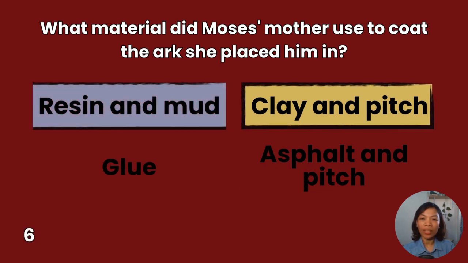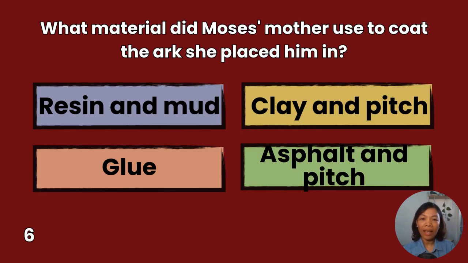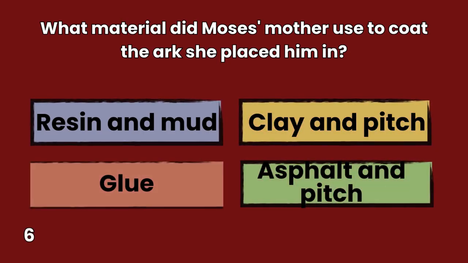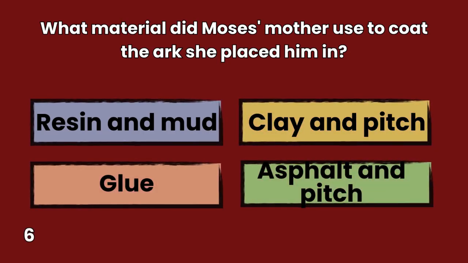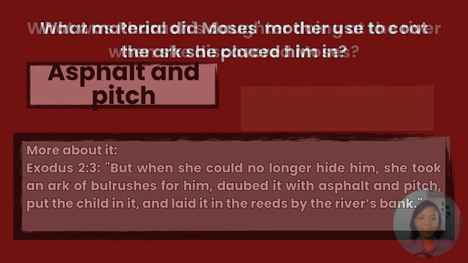6. What material did Moses' mother use to coat the ark she placed him in? Resin and mud, glue, clay and pitch, asphalt and pitch. You have 10 seconds to answer. The answer is asphalt and pitch, Exodus 2:3. But when she could no longer hide him, she took an ark of bulrushes for him, daubed it with asphalt and pitch, put a child in it, and laid it in the reeds by the river's bank.